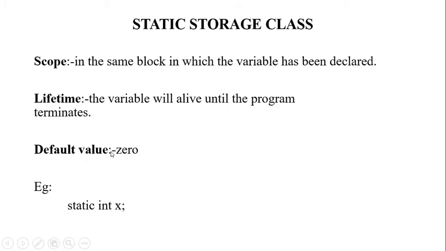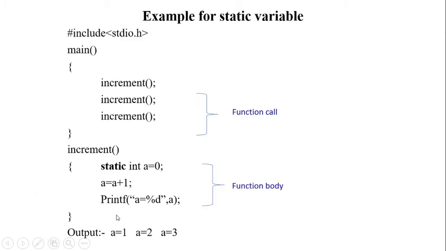Then the default value here is 0. So whenever we declare a variable as static, we can write it like this: static int x. Here we can see an example for static variable. In the previous example, instead of an automatic variable, here we are using a static variable. In the previous example, the variable A was auto. Here it is static. So what is the difference?